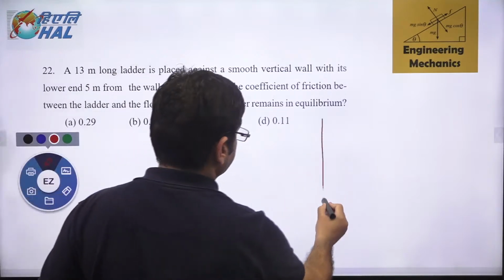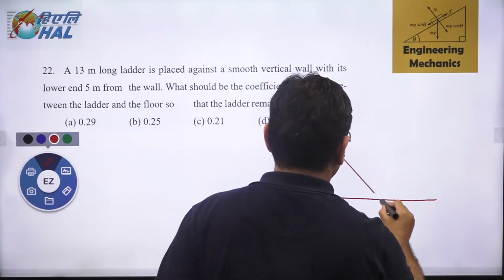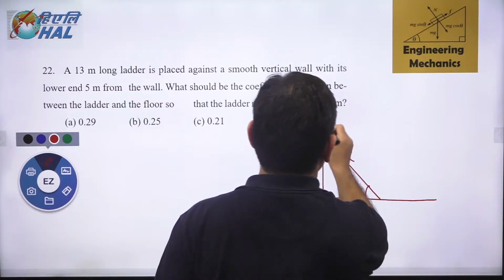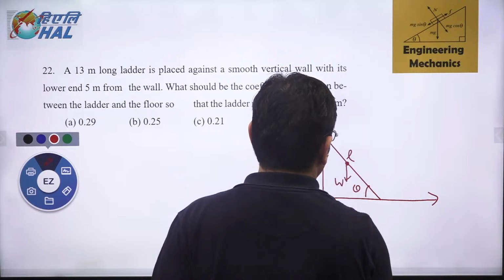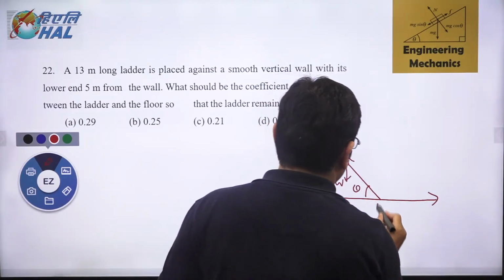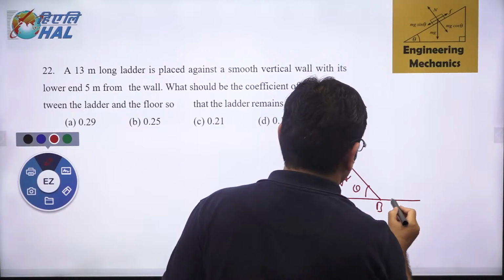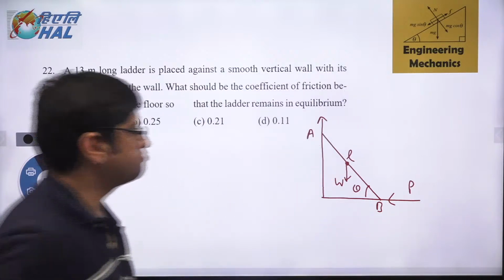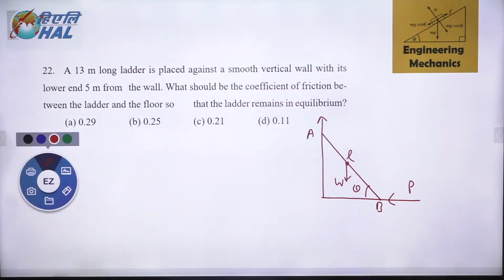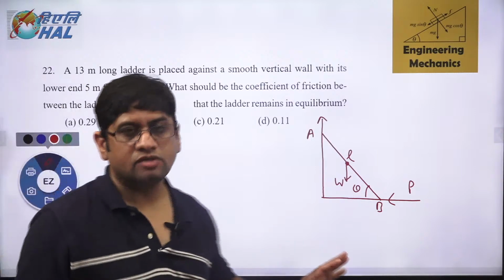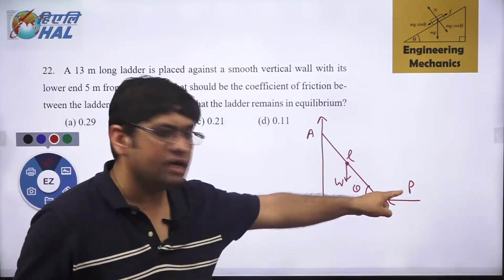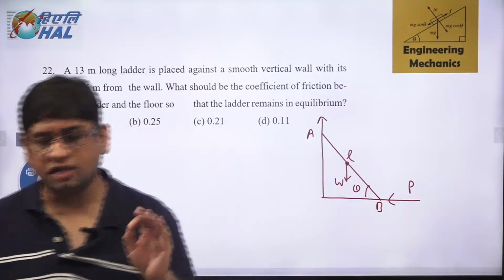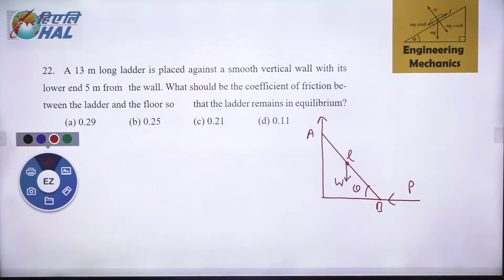There is a ladder of length L. This angle is theta, and the weight of the ladder is W. Find the force P applied at point B so that the ladder is in equilibrium. So there is no friction. This is a smooth wall, smooth surface. You have to find out the force P acting at point B so that the ladder is in equilibrium. How shall you find this?